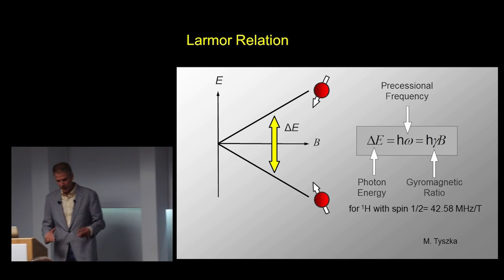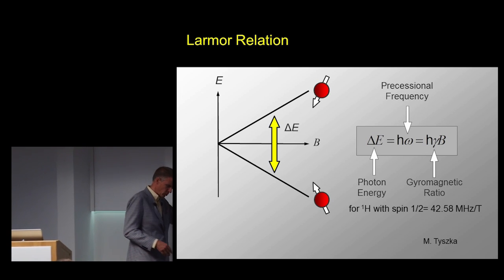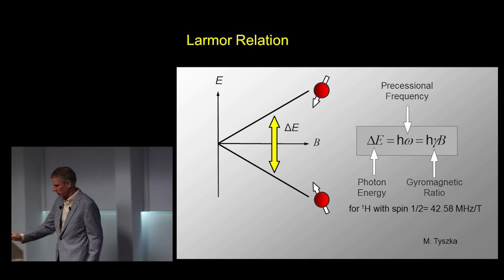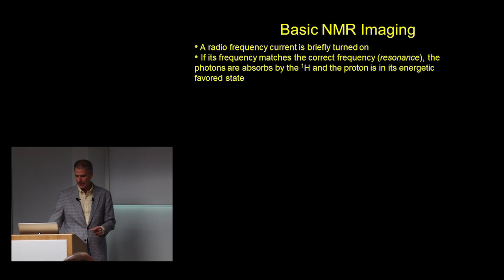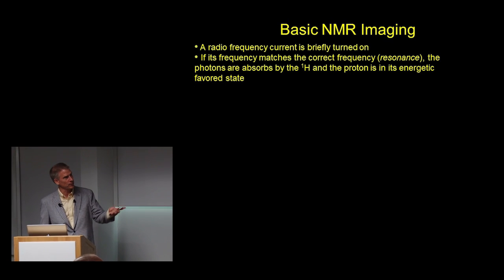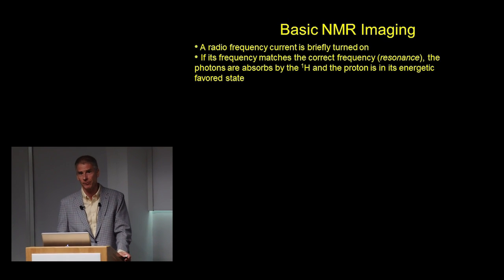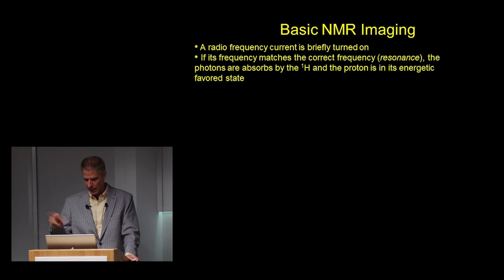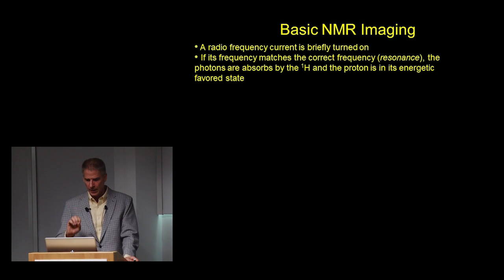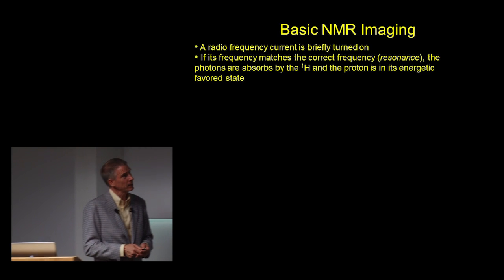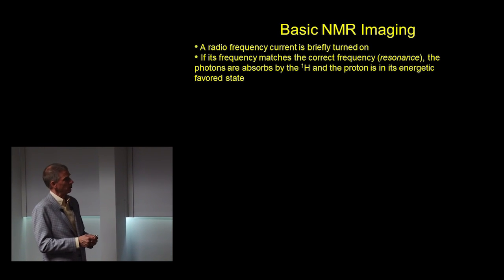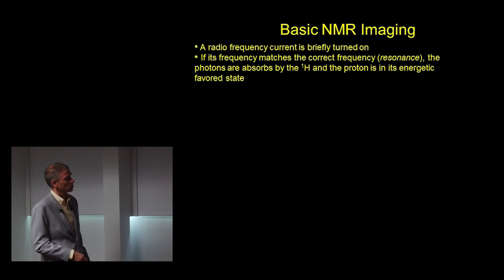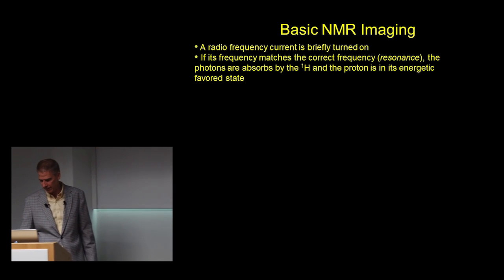So what you do now in MRI imaging, okay, the basic technique is you have a radio frequency that's tuned to this. It's called the Larmor frequency, the frequency at which this nucleus precesses. If you obey that relationship I just showed you before, it resonates. So that's why it's called nuclear magnetic resonance. The radio wave photons are absorbed by the H1, and the proton is in its energetically unfavored state.